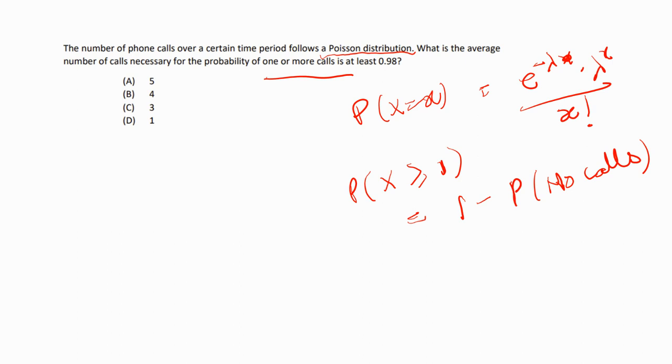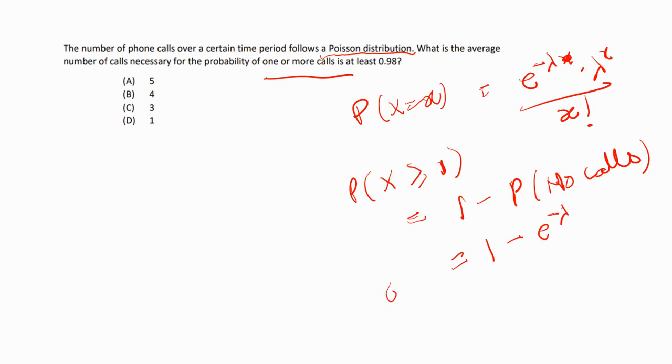Even if we have x between 0 to 4, and we need to find the probability of x greater than or equal to 1, then also what we do is take 1 minus the probability that x is equal to 0. So probability of no calls means probability of x equal to 0. When x is equal to 0, lambda to the power 0 will be 1, and it will be 0 factorial, which is 1. So it will be 1 minus e to the power minus lambda.